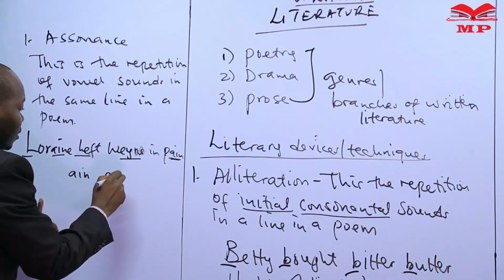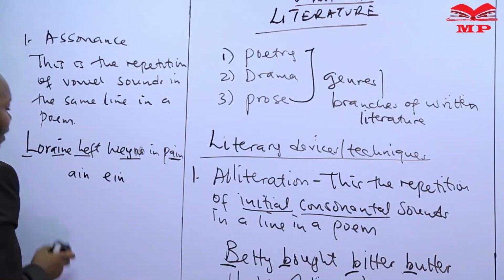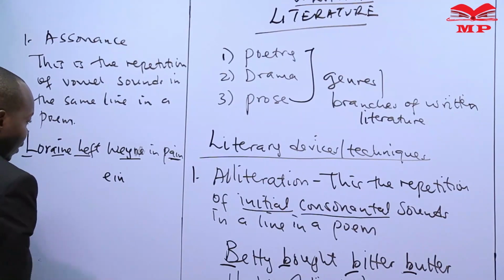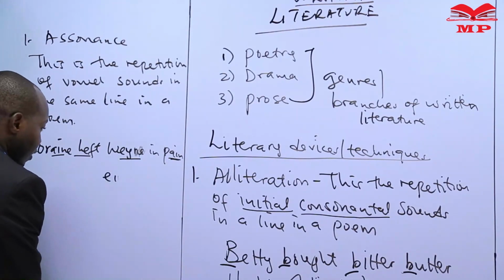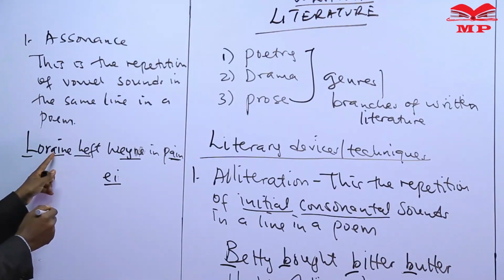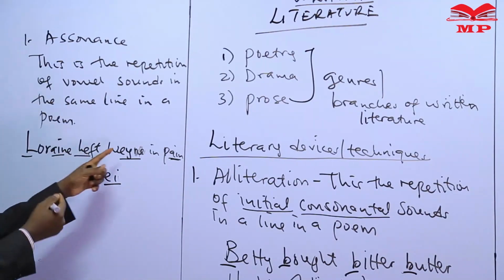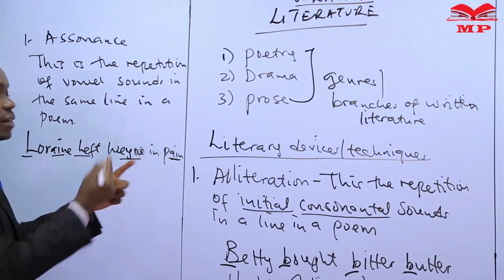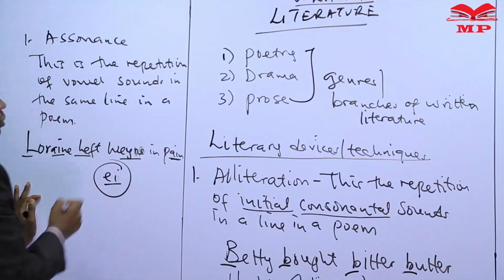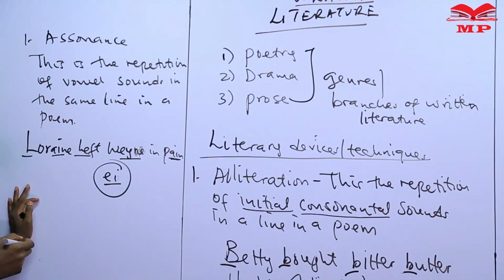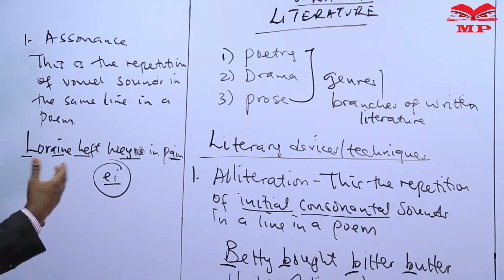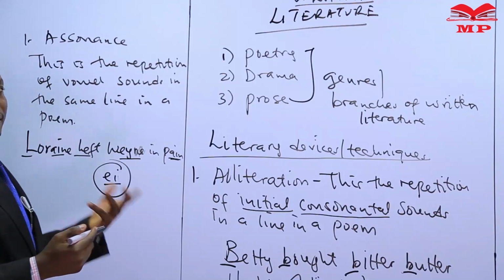We have this sound, A and I: Lorraine, A. Wayne, ain. Pain, ain. So we have this sound. We call that assonance. So when you repeat vowel sounds, we call that assonance.